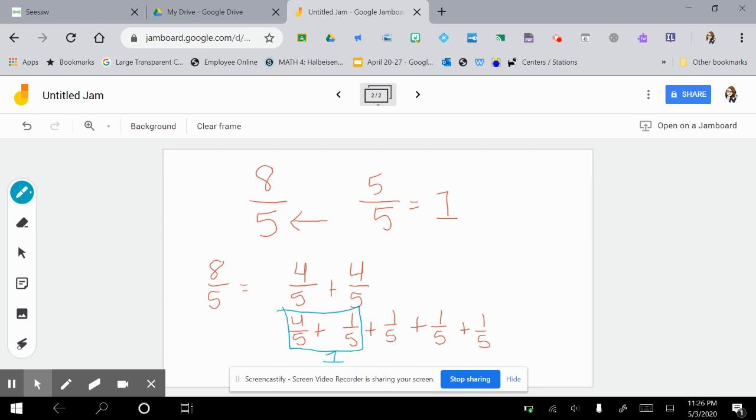And I don't have enough to make another. So I'm going to take that and say that that's the same as 1 and 3/5. 8/5 is the same as 1 and 3/5.